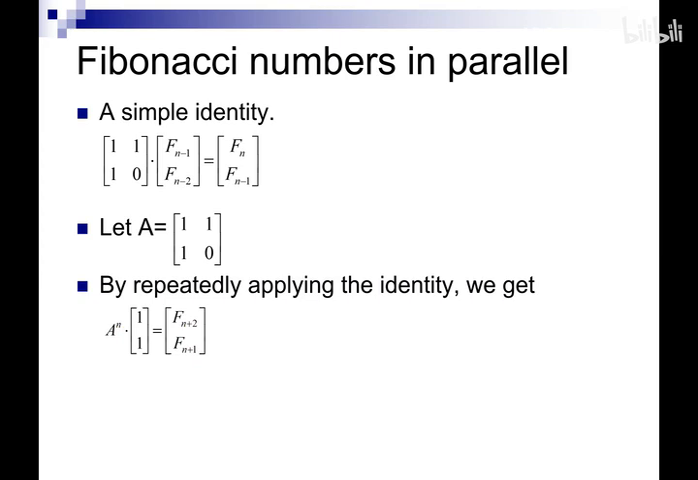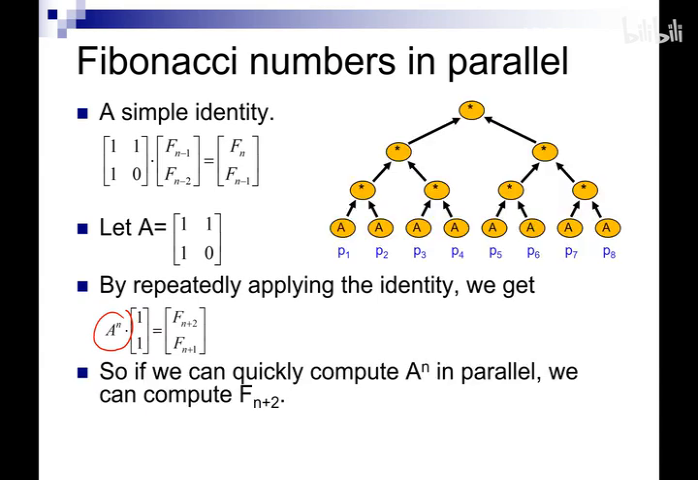And so this shows that in order to compute these values, all you need to do is to compute A to the n quickly. If you can compute A to the n quickly, then you can just multiply that by this 1, 1 here, and that will get you the n plus second and n plus first values. So now the only question is, can we compute A to the n quickly? And yes, we can do this.